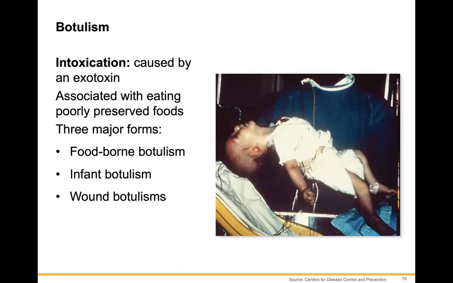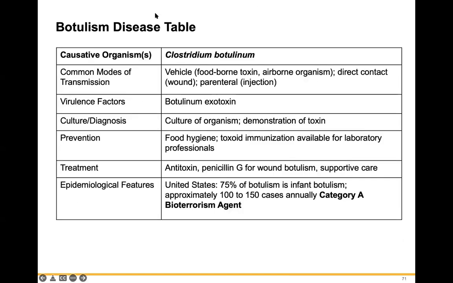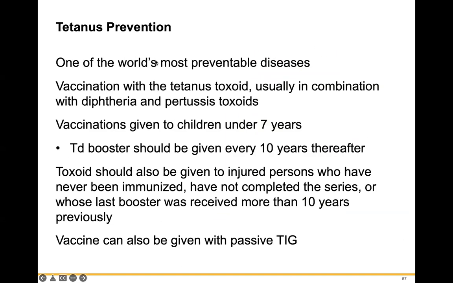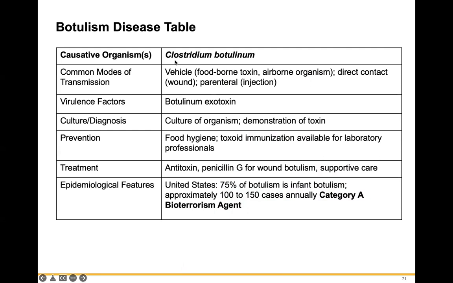Botulin intoxication is caused by the exotoxin. This is often associated with eating poorly preserved foods, and there are three major forms: foodborne botulism, infant botulism, and wound botulism. And again, the causative agent, I think I missed a slide, but anyway, the causative agent is Clostridium botulinum. It's another spore-forming bacteria. And like I said, it is used for medicinal purposes, especially for migraine headaches or muscle spasms, but it is also used cosmetically as Botox.